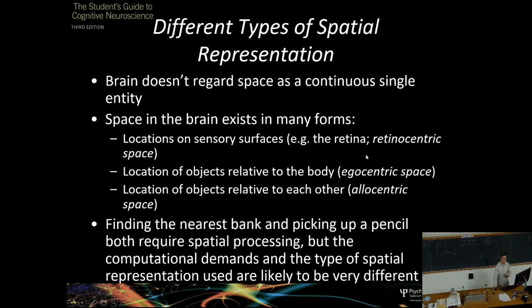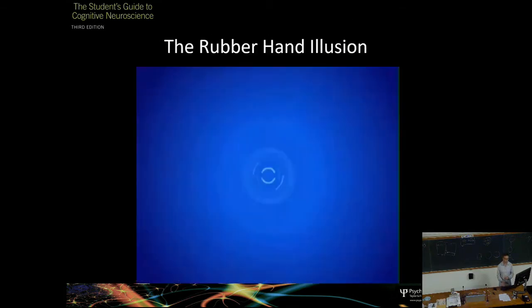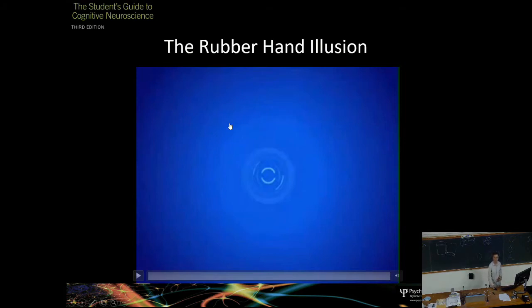So V1, your visual area, contains a retinocentric map. The hippocampus contains an allocentric map. That's how you find your way around. Whereas your parietal lobes are very interested in egocentric space, where vision is in relationship to your body, where sounds are in relationship to your body, and so on. And we can illustrate these different maps of space using a phenomenon called the rubber hand illusion.